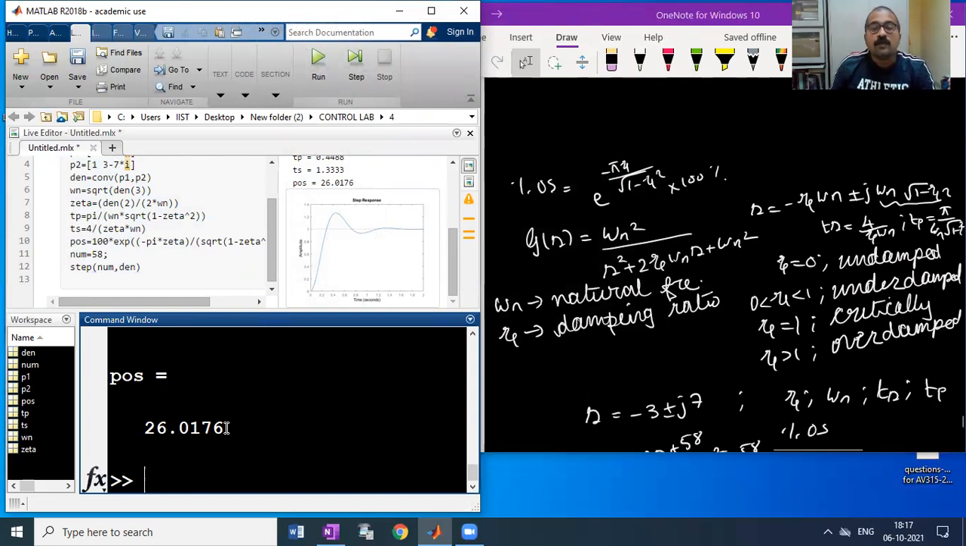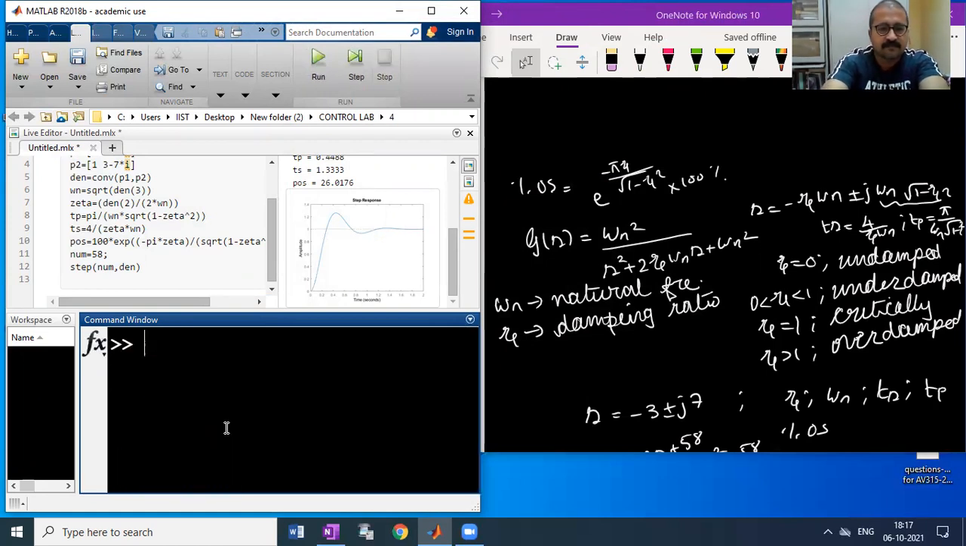Now we have seen different kinds of damping. So I will do one thing: we will compare all the 4 kinds of damped system. Let me clear everything with clear space all, CLC. Now let me define numerator as 25. Let me call my denominator 1 as 1 space 0 space 25. What's the meaning of that? It means s square plus 0s plus 25, that means s square plus 25.